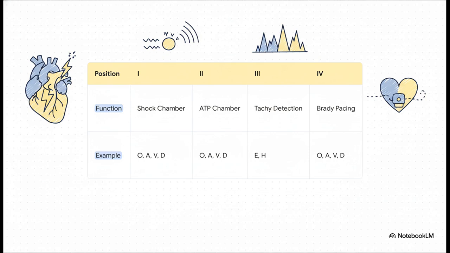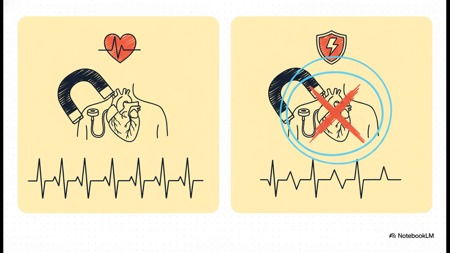But here's something you absolutely have to remember. Pretty much every ICD you'll see today is also a really advanced pacemaker. This code breaks that down. Position 1 tells you which chamber can get that high-energy shock. Position 2 is about anti-tachycardia pacing, or ATP. That's a burst of fast, low-energy pacing to try and stop a tachycardia without a big shock. Position 3 is how it detects the bad rhythm, and Position 4 tells you all about its backup pacing function for slow heart rates.